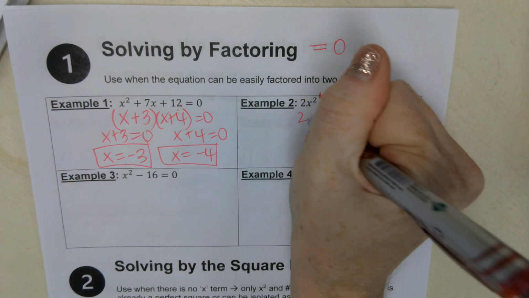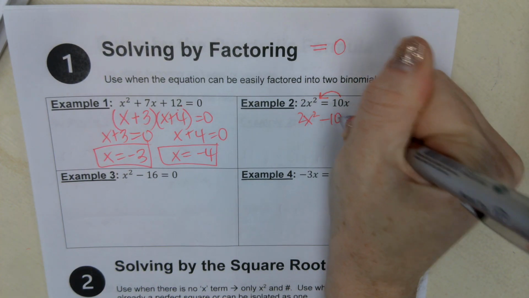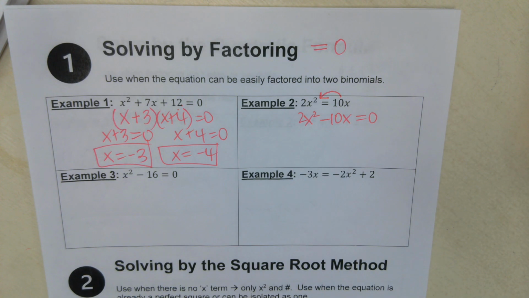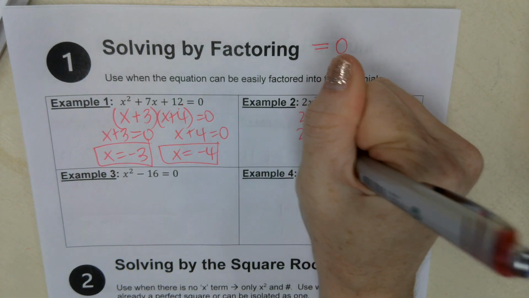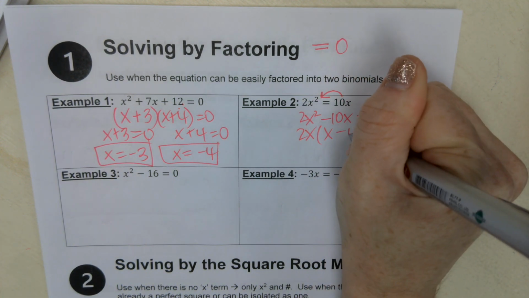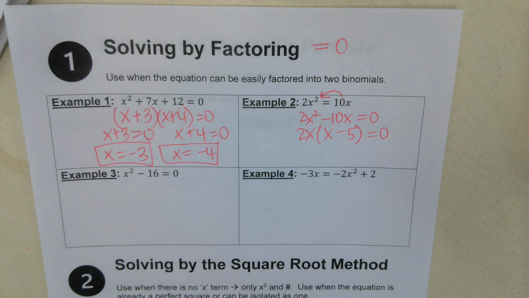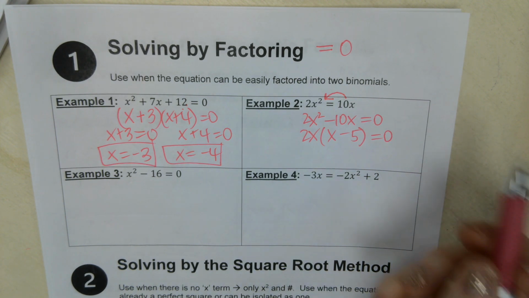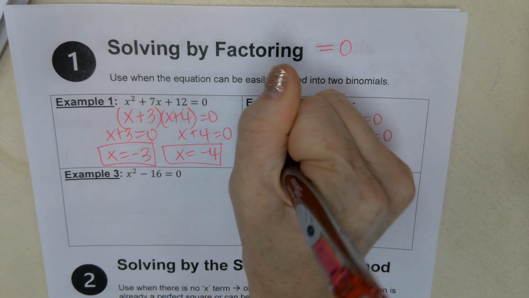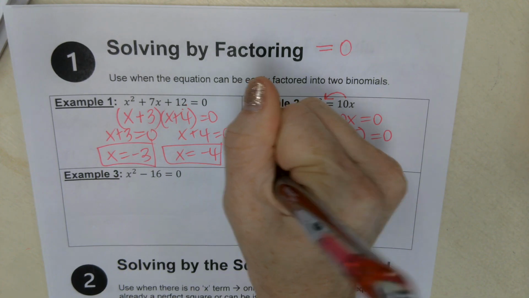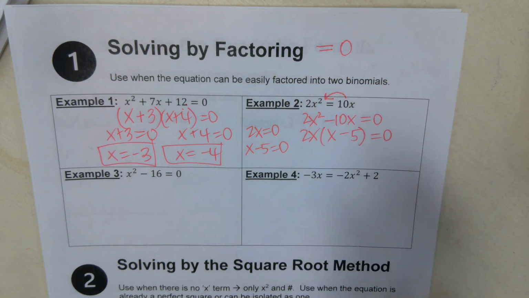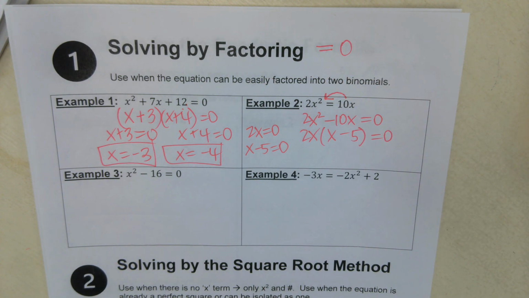All right, this one right here is not set equal to 0, so I'm going to move this 10x backwards, and I'm going to make sure that I have that one side set equal to 0. Okay? Now I have a GCF here. That GCF is 2x, and when I divide it out, I have x minus 5 left inside parentheses. So right here, we would take 2x and set it equal to 0, and we would take x minus 5 and set it equal to 0.